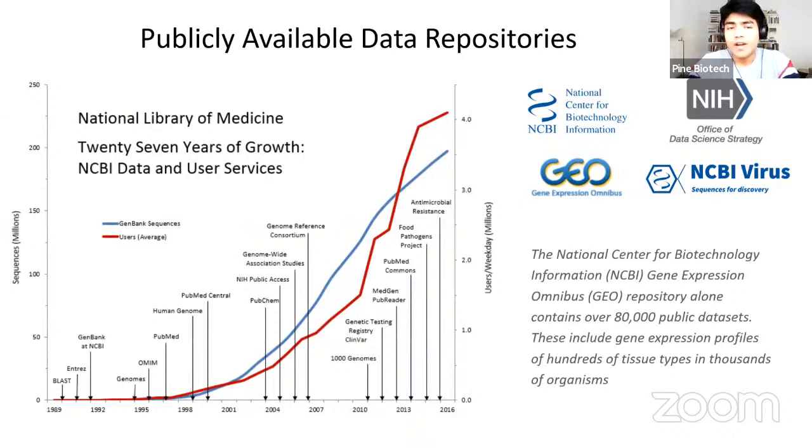Now, where can we find this sort of data? Well, this sort of data is hugely available, publicly available from a number of repositories such as the National Center for Biotechnology Information, NCBI, Gene Expression Omnibus, which stores transcriptomic data, NCBI Virus, where all the data sets about viruses, including COVID-19, can be found, and the list goes on and on.